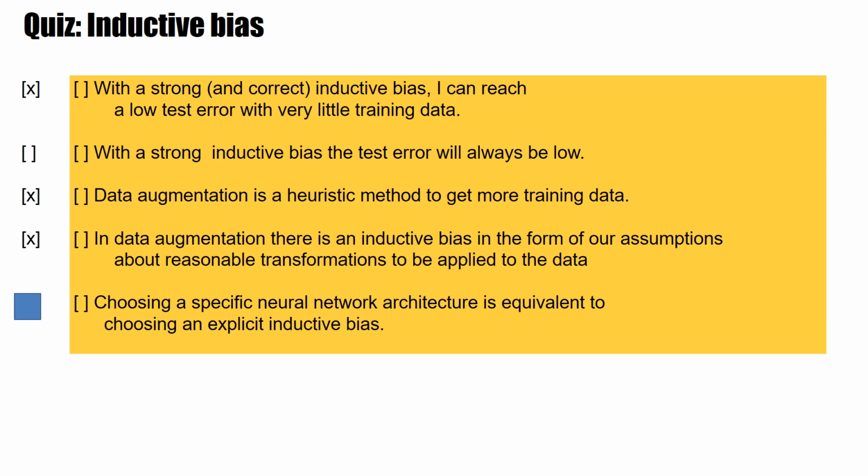Final statement, choosing a specific neural network architecture is equivalent to choosing an explicit inductive bias. Think about this. And yes, this is correct. And this will be the point of the lecture today.